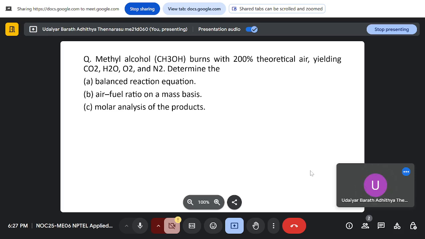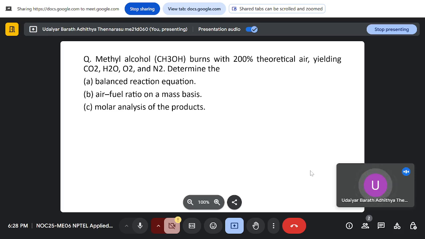Similarly, the next question is, we have methyl alcohol. The molecular formula is CH3OH, which burns with 200% theoretical air, yielding CO2, H2O, O2 and nitrogen. Determine A, the balanced reaction equation, B, the air fuel ratio on mass basis, and C, the molar analysis of the products. So this procedure will remain the same.